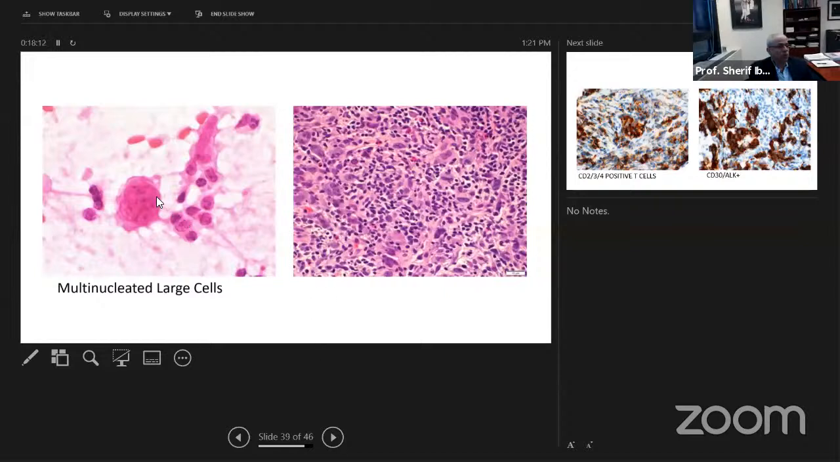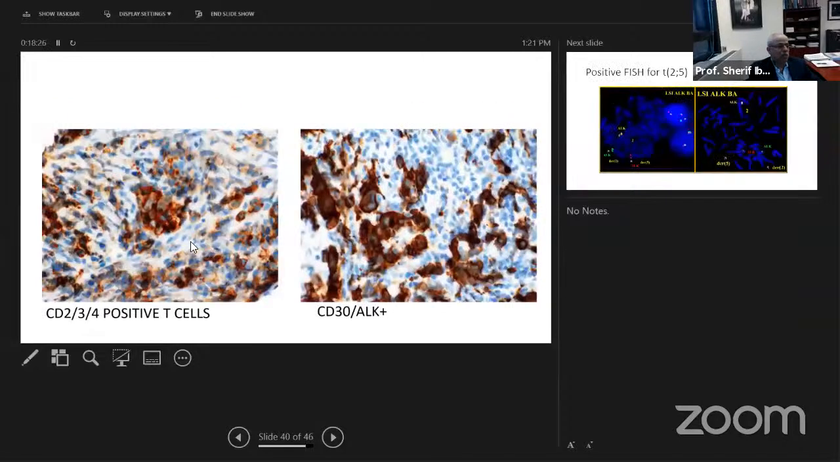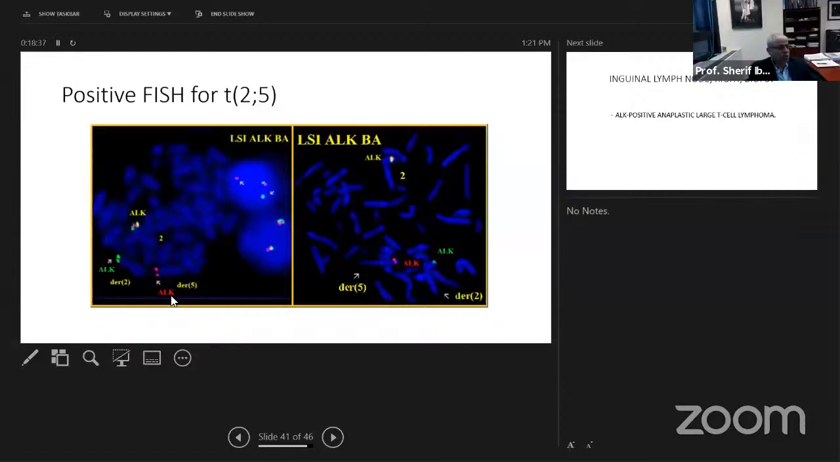Morphology, touch imprint, multinucleated large cells, binucleated, very prominent nucleoli, the H&E sections. You can see some multinucleated cells in the background, some eosinophils. This is characteristic of anaplastic large cell lymphoma. The immunohistochemical stains confirm that the cells are positive for CD2, CD3, CD4, but they're also positive for CD30 and ALK. FISH performed on the tissue sections.